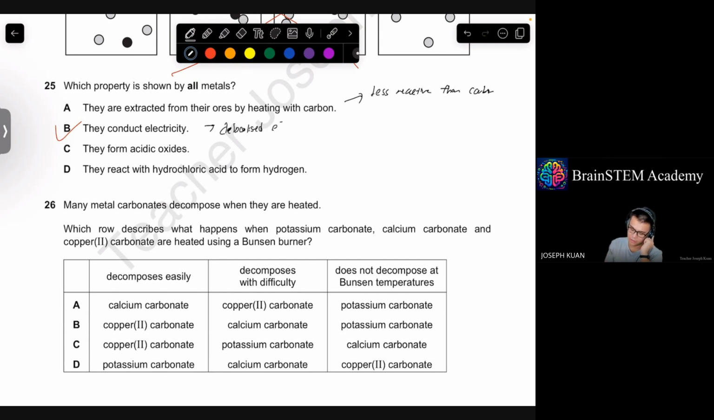Then for C, they form acidic oxides. That's wrong. That should be for non-metal oxides. Most metal oxides are basic, though not all metals. Then we look at D. Just now we explored that copper is an exception, or the other non-reactive metals like gold. They can't react with hydrochloric acid. So the answer is B.